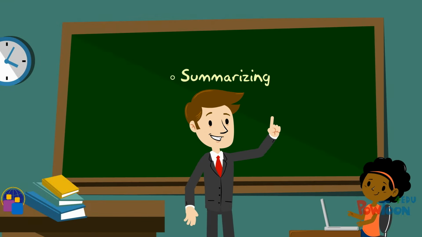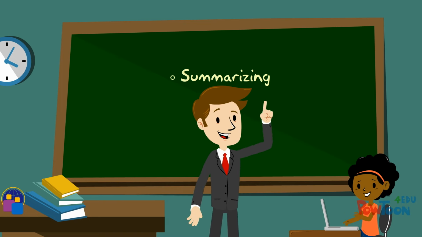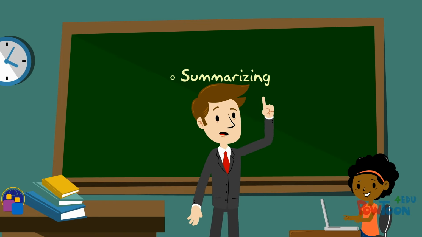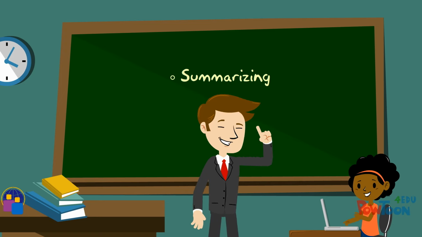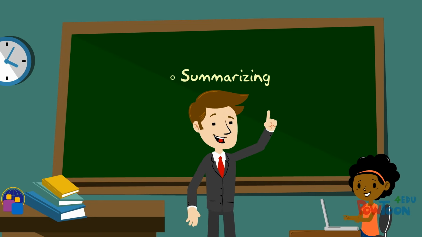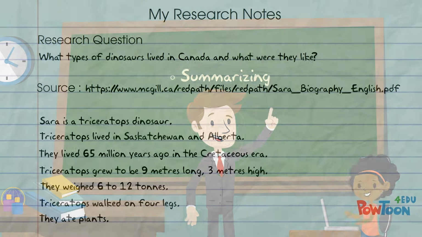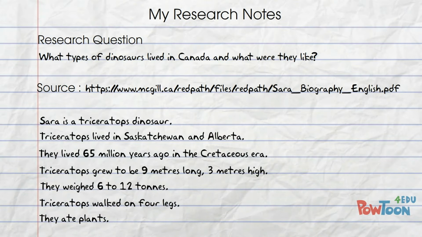Lastly, let's look at summarizing. To summarize means that you will write the same information you found, but using less words and taking out the parts that do not answer your research questions. An easy way to create a summary is to write it from the notes you took from your sources. This helps to make sure that your summary is written in your own words instead of using the author's words. For example, here are the notes we took from our source.